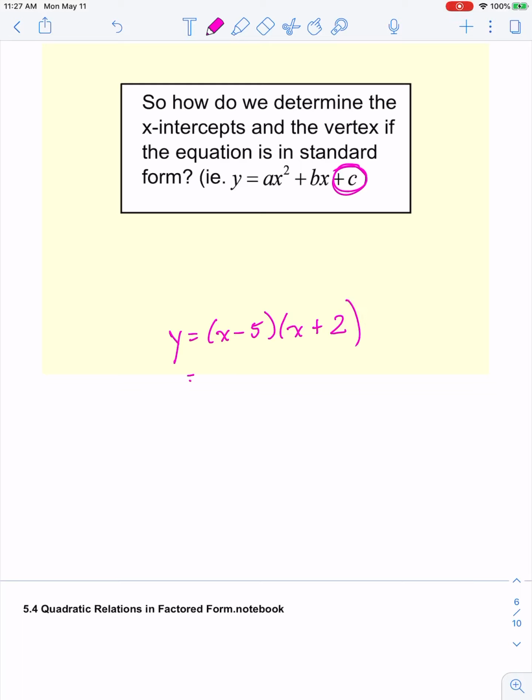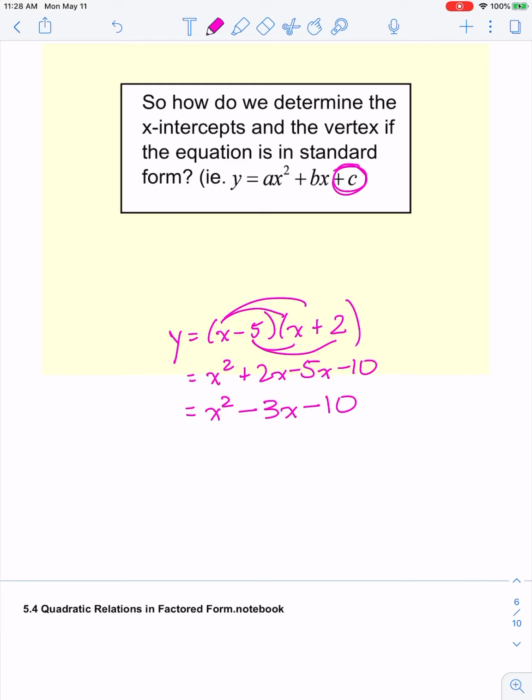All right, we expand that. So x times x is x squared, x times 2 is 2x, minus 5 times x is minus 5x, and minus 5 times 2 is negative 10. So x squared minus 3x minus 10.